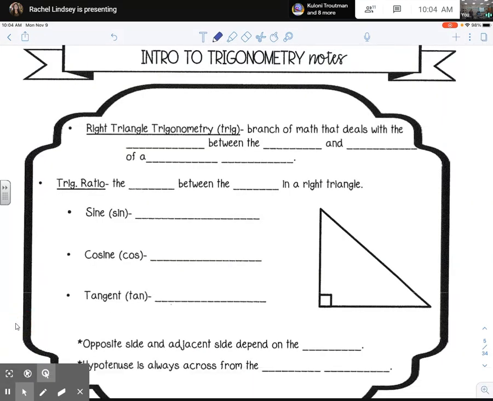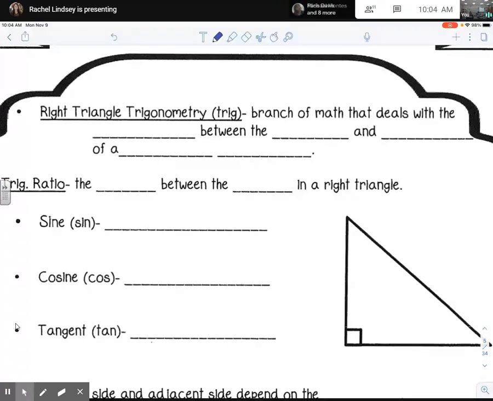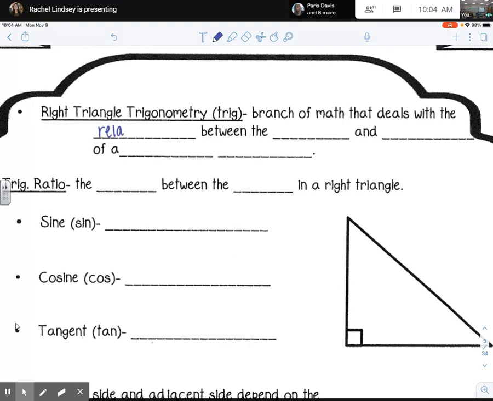So we have right triangles. That means that there is a 90-degree angle in there. So right triangle trig is a branch of math that deals with the relationship between the sides and angles of a right triangle.